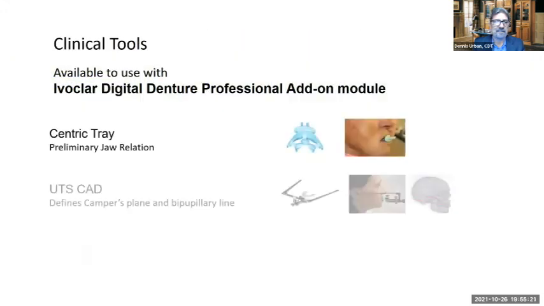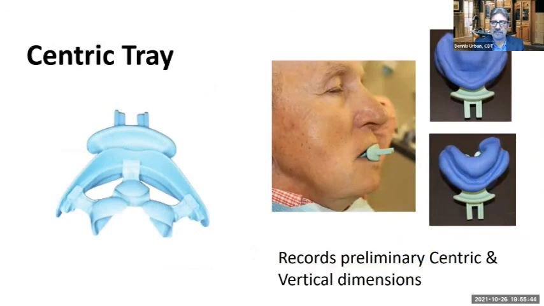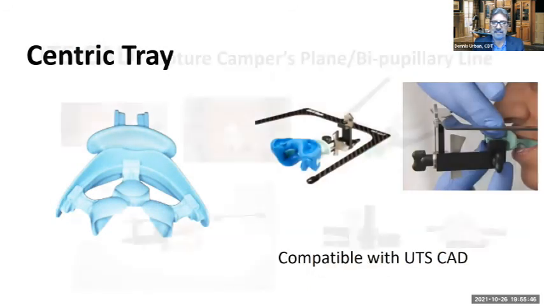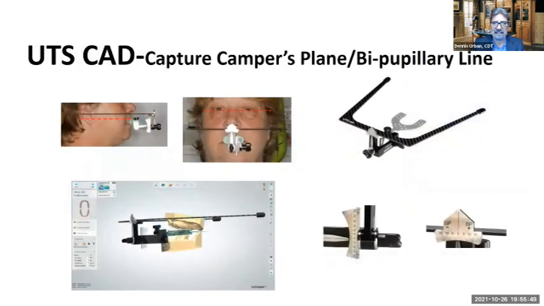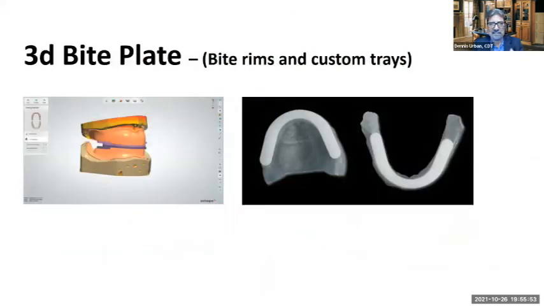So again, we have a lot of different centric trays, preliminary jaw relations. The UTS CAD, it actually defines the Camper's plane and bipupillary line. And the 3D bite plate, that's optional. So it's a Gnathometer CAD. It's a centric tracer or Gothic arch tracing device. One of the most accurate ways to produce occlusion over and over again on a patient. There's your centric tray, UTS CAD, the patient's bipupillary line.